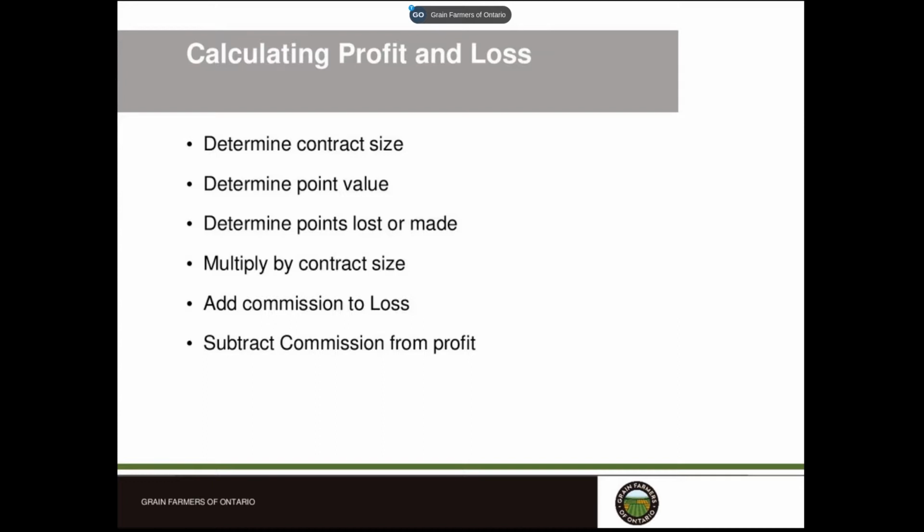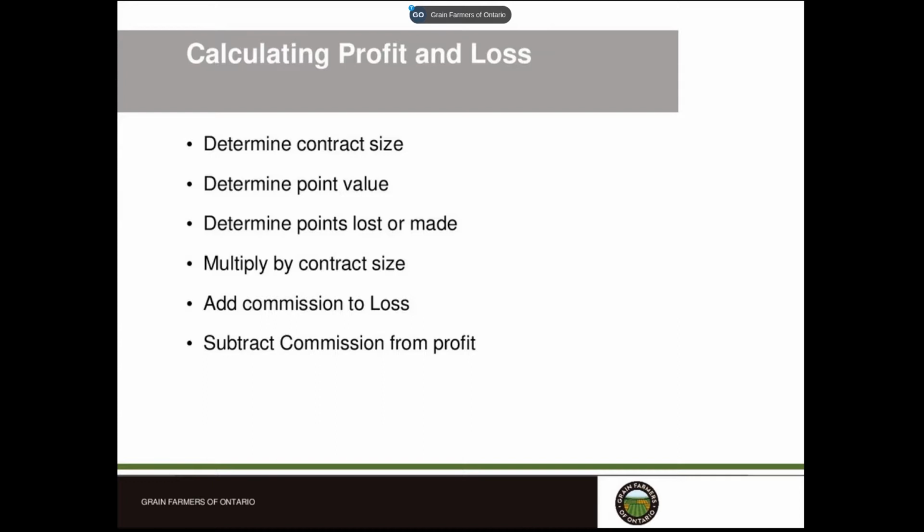So with crude oil, for example, there's 1,000 barrels of crude oil on the contract. The grains, however, are pretty much standard. The regular contract on all grains is 5,000 bushels per contract. So that's your multiplier, the 5,000. Once you determine the size of the contract, 5,000 bushels, then you determine the point value. Every penny in wheat, corn, beans, or oats represents a $50 move, because a 1 cent move times 5,000 is $50. Next you have to determine how many points you made or lost.